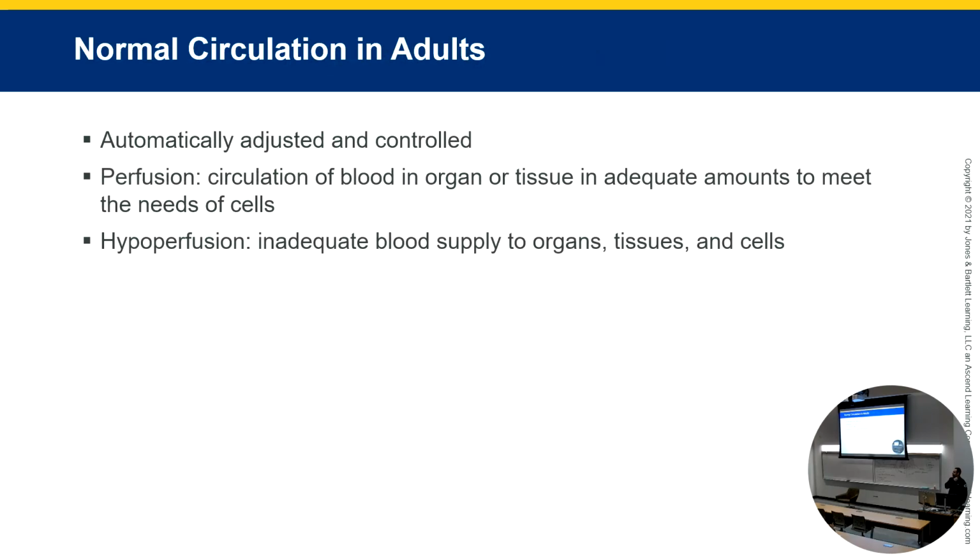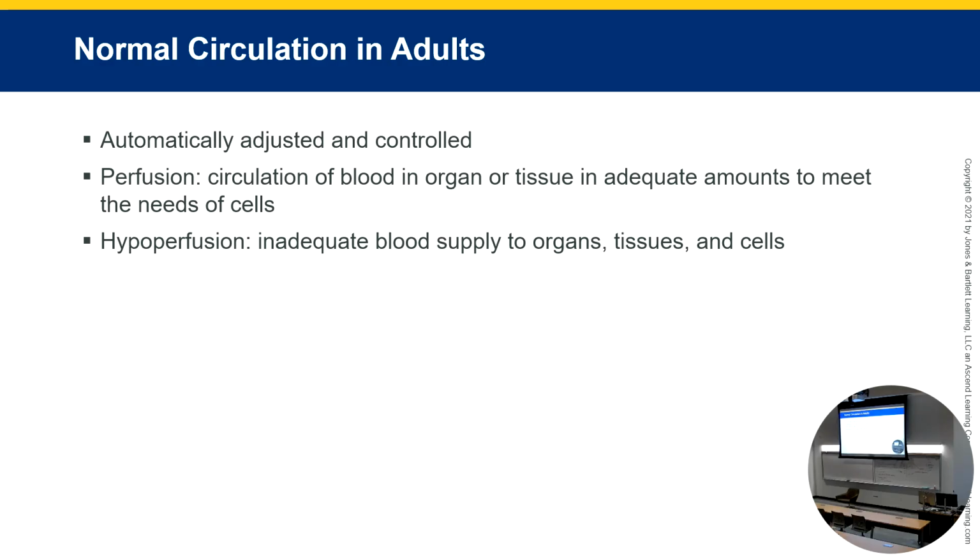Normal circulation in adults, right? So just like with breathing, you need to know what normal is to understand what abnormal is. Normal is automatically adjusted and controlled. So again, it's not something you have to consciously think about. If there's a problem with perfusion, if there's a problem with your circulatory system, your body will try to self-regulate to kind of make up for the demands.